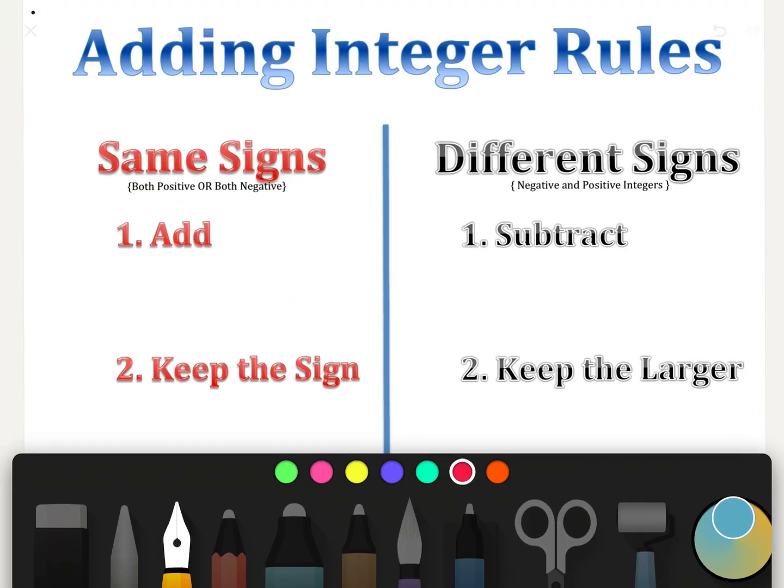And there you go. Same signs add, different signs subtract, same signs keep the sign, different keep the larger.